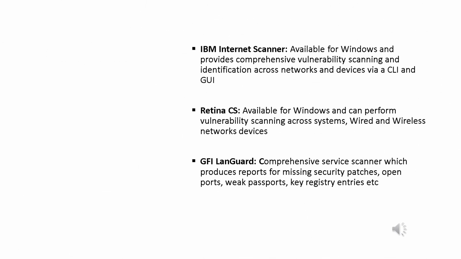IBM Internet Scanner, available for Windows, provides comprehensive vulnerability scanning and identification across networks and devices via a CLI and GUI. Retina CS, available for Windows, can perform vulnerability scanning across systems and wired and wireless network devices. GFI LanGuard, a comprehensive server scanner, produces reports for missing security patches, open ports, weak passwords, key registry entries, etc.